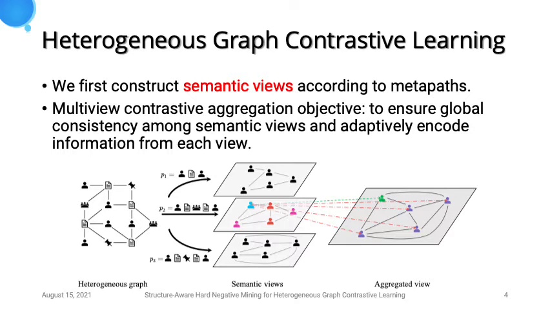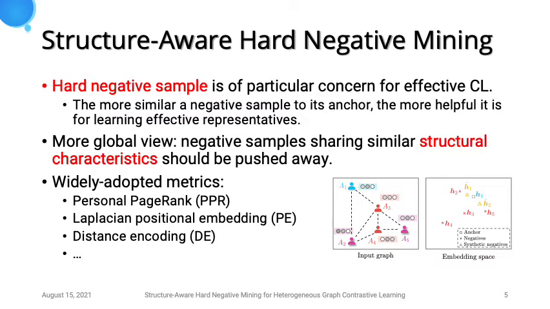For heterogeneous graphs, we can construct semantic views according to metapaths. Then we propose a multi-view contrastive aggregation objective for model training, where node embeddings in a semantic view and in the aggregated view constitute positive pairs, and all other embedding pairs are naturally negative pairs. However, the previous scheme presumes that all negative samples make equal contribution to contrastive learning.